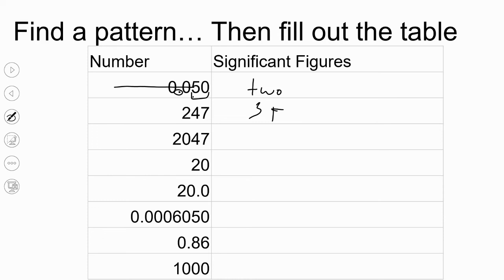Okay, that looks like a 31. All right, how about this one? Good. The 0 inside the numbers is also significant. So this is 4. Okay, how about this one?